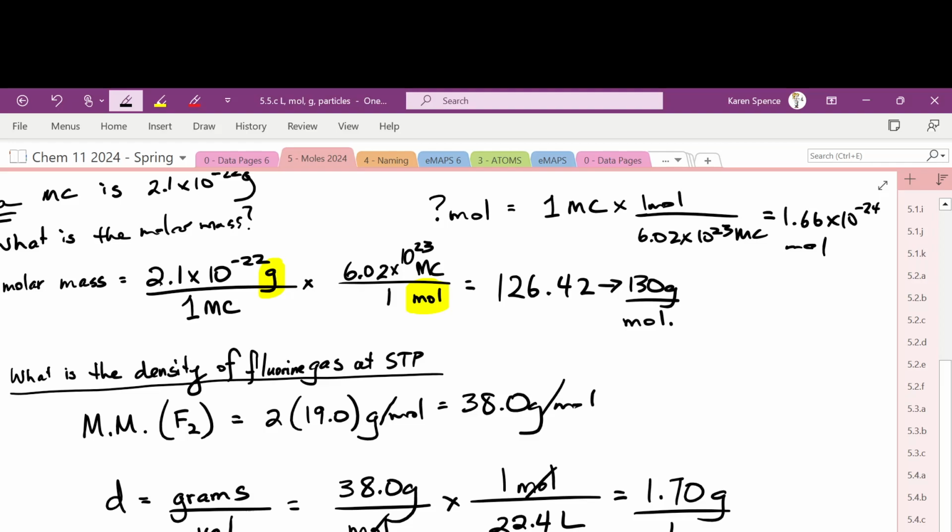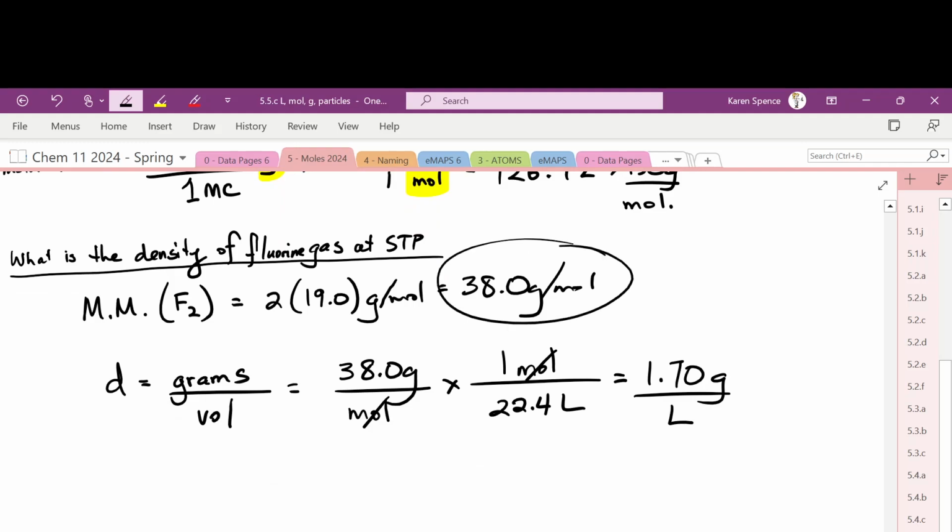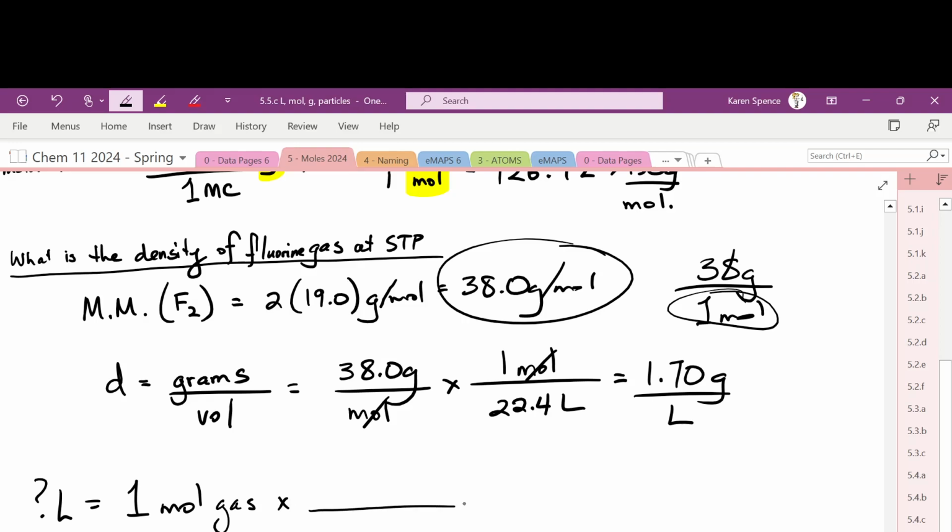To do this one, you could say I know that the molar mass is 38 grams per mole, and you could say that means 38 grams per 1 mole. So you could say I have 1 mole. Yes? So I could say 1 mole is how many liters? And this is of a gas. So I could say I have 1 mole of gas.